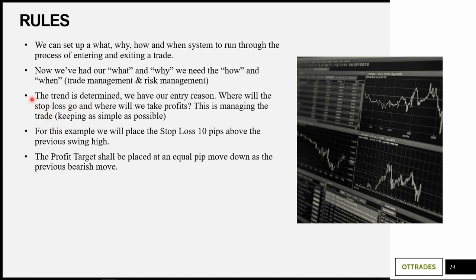So where will the stop loss go? Where will we take profits? This is managing a trade, keeping it as simple as possible. Same as that stop loss example I just gave, you set a stop loss at £10. Really, you want to be putting your stop loss based on invalidation levels and then working your prices out, how much you're going to lose on that trade from there.